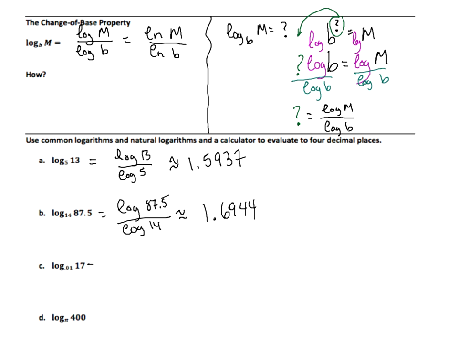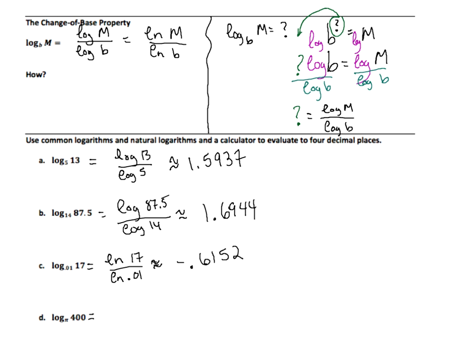Okay, I'm going to use the ln for these last two. You're going to get the same exact answer, I promise. You can try it both ways in your calculators. So ln of 17 divided by ln of 0.01, and I get approximately negative 0.6152. And this final one, the only thing I'm going to caution you against, you have log base pi.